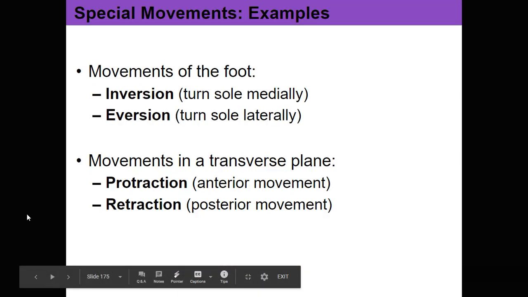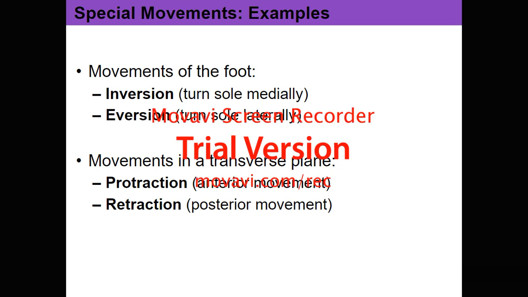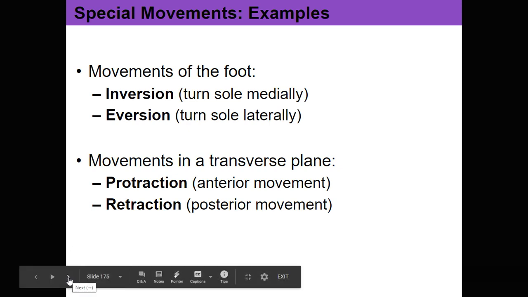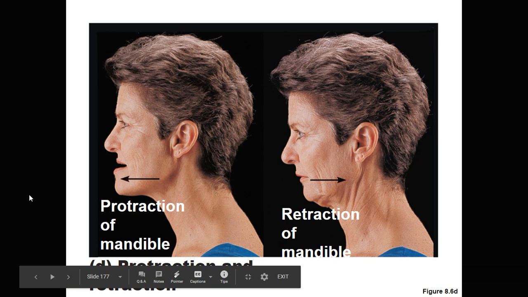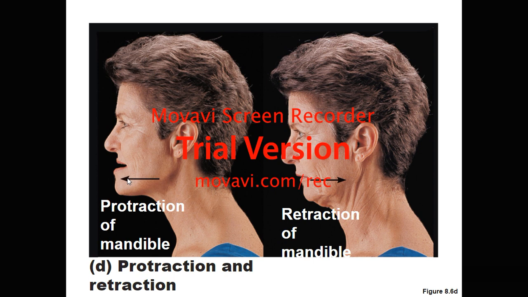And then with movements in the transverse plane, protraction and retraction: like your lower jaw, you can move it a little bit anterior. You can also retract your lower jaw. So that's protraction, retraction. That describes movement in the transverse plane. It shows an example here with your lower jaw, your mandible, protraction moving forward, and then retraction of the mandible moving backwards.